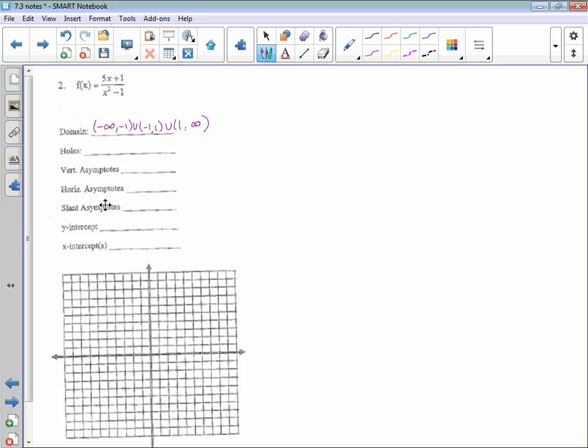All right, do we have any holes? No. What about vertical asymptotes? Okay, and give me the equation for your vertical asymptote. So tell me like x equals plus or minus 1. I'm going to go ahead and sketch those, which makes a very skinny little middle section of our graph here.